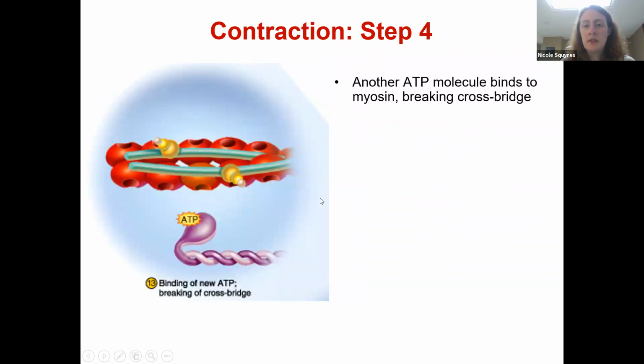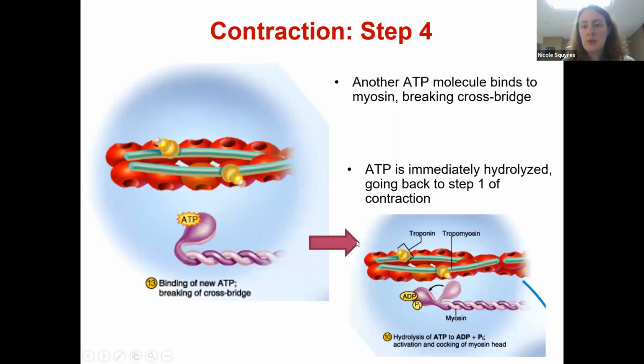And then our step 4 is that another ATP molecule is going to bind to myosin, and this breaks the cross bridge. Okay, so that breaks that connection between actin and myosin. Okay, so we've broken our cross bridge. You can see the myosin head is still in its flexed position here. But as soon as that ATP binds, it's going to immediately be hydrolyzed again, and we go back to step 1, right? So ATP is hydrolyzed again into ADP and that phosphate, and the myosin head is going to extend.